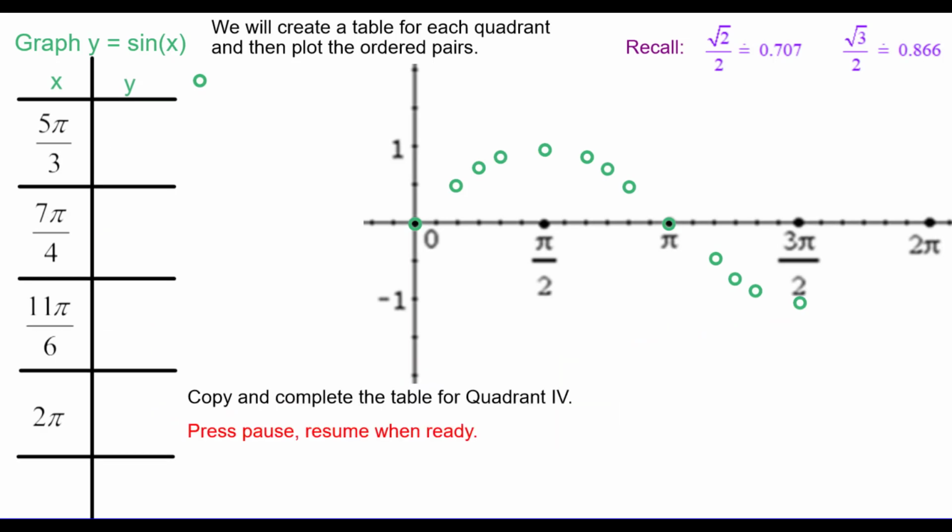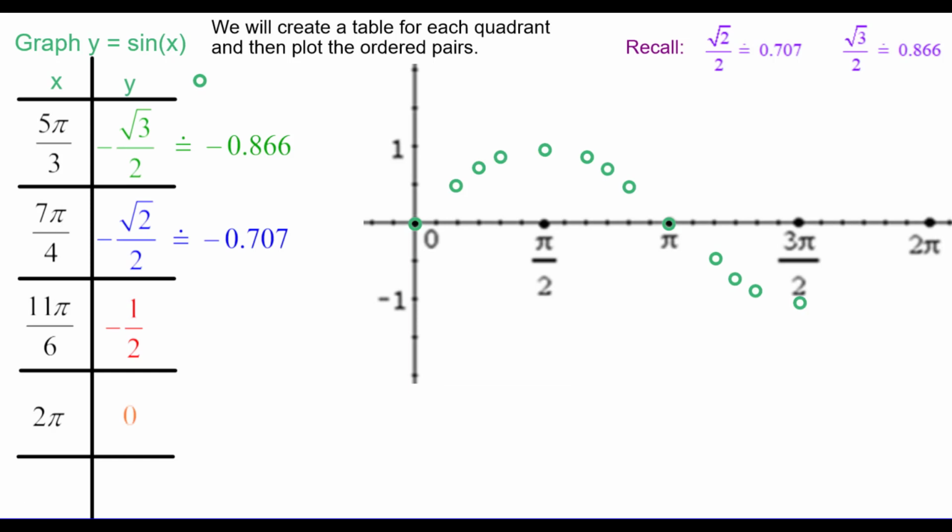Copy and complete the table for quadrant 4. Press pause, resume when you have completed the table. These are the values, so we'll go ahead and plot them. Press pause when you've finished plotting the points.